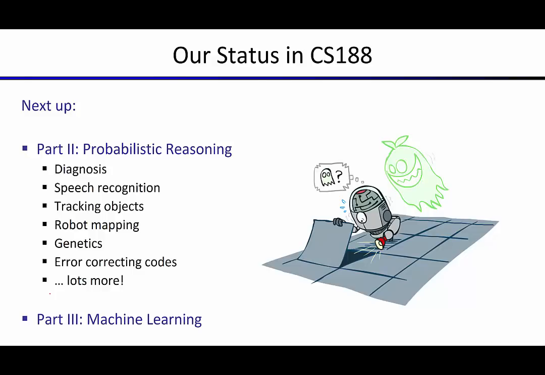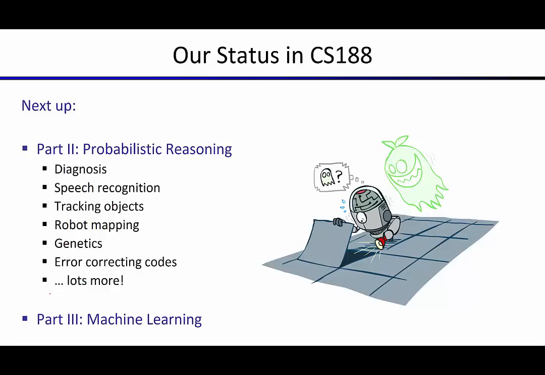Some examples. Diagnosis. Let's say you want to diagnose the disease a patient has. You might get their temperature, you might get their blood pressure, you might get some explanations of how they're feeling, but that's not a direct measurement of their disease. It's an indirect measurement, a noisy observation of what might be going on. Can you infer from that what the most likely disease is that they're having?